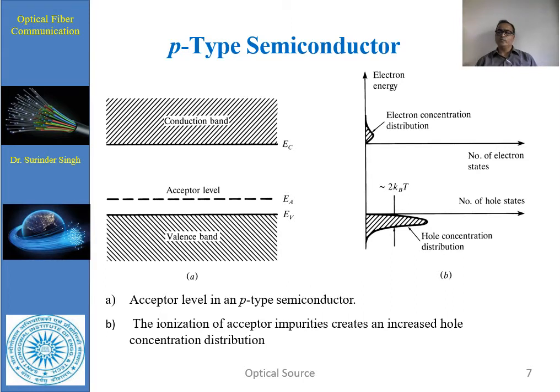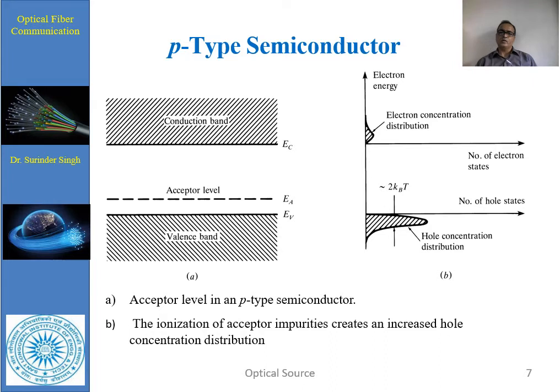So this gives rise to an unoccupied level just above the valence band, and conduction can occur when electrons are excited from the valence band. So there is an acceptor level just above the valence band. In this case, if we see the electron concentration, there is a deficiency of electrons.